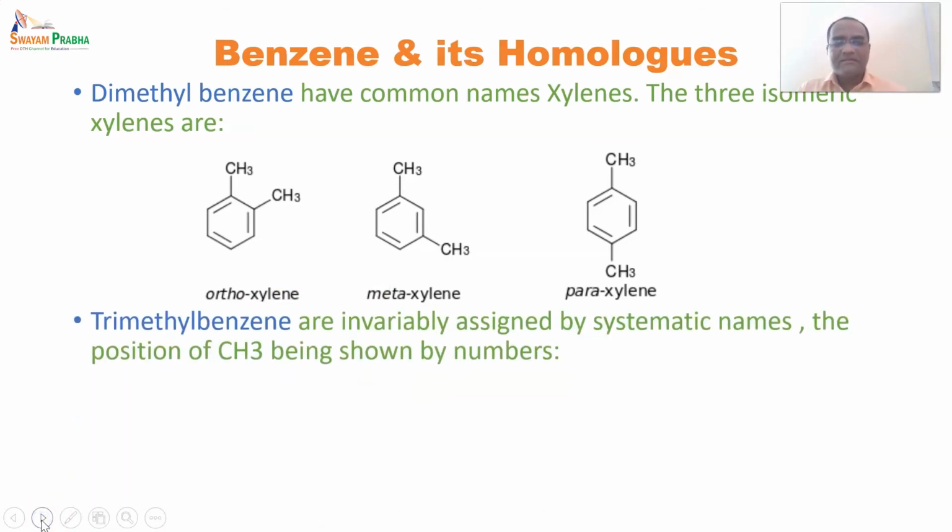After that, the next class, that is trimethyl benzene. The name itself indicates that there are 3 methyl groups on the benzene at different locations. Trimethyl benzenes are invariably assigned systematic names, the position of CH3 being shown by numbers. As in the case of xylenes, which have a common name, in the case of trimethyl benzene they are assigned systematic names, with the position of the groups indicated.